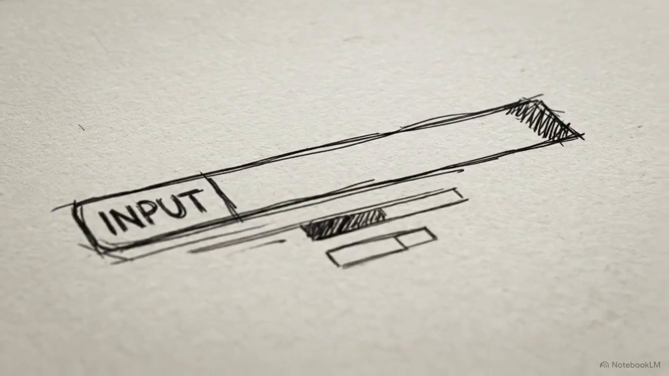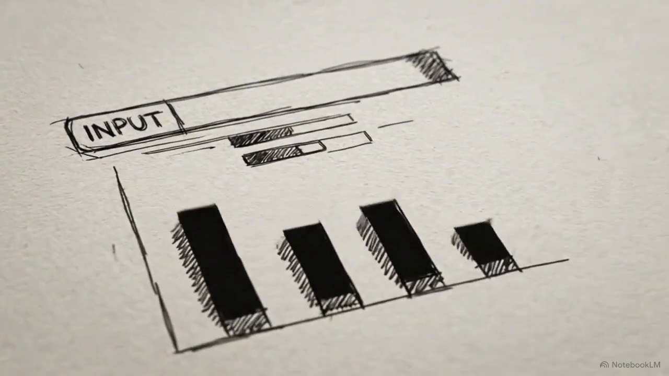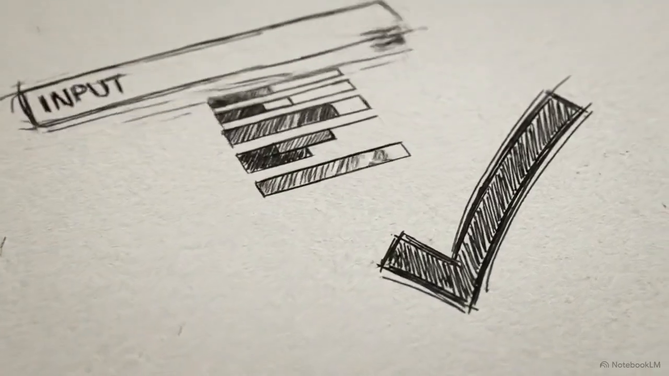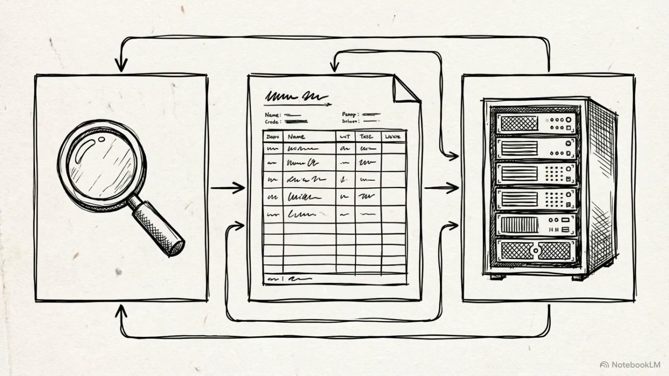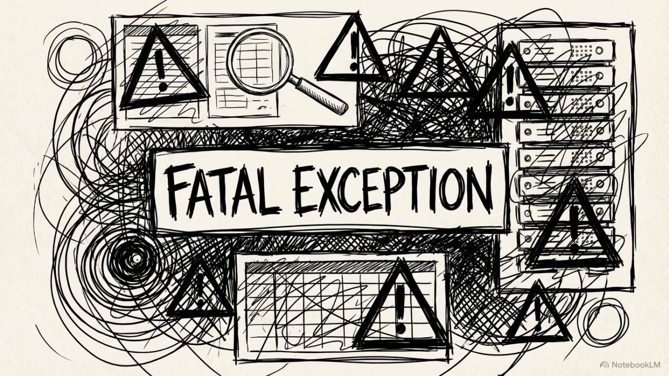Send a simple text prompt to a large language model and watch as it executes flawlessly in milliseconds. Ask that same model to research a competitor, format the findings, and update a database, and the execution collapses under its own weight, ultimately crashing your application.